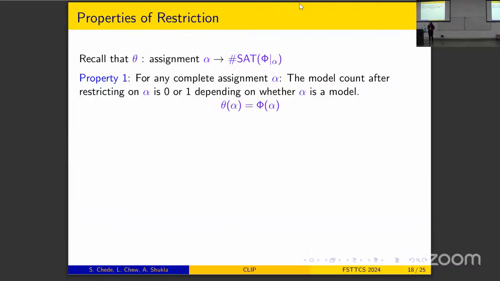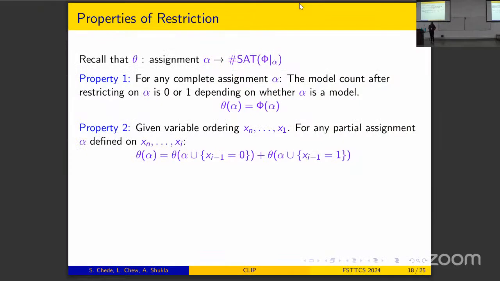What are properties of restriction? These are two very intuitive properties that actually capture the statement that a proof system is closed under restrictions. That is, it's clear, right? Theta is a function that, given an alpha, will give you the models in phi restricted to alpha. So intuitively, if alpha is complete, it should give you 0 or 1 based on if it's a model of the formula. That is the first property.